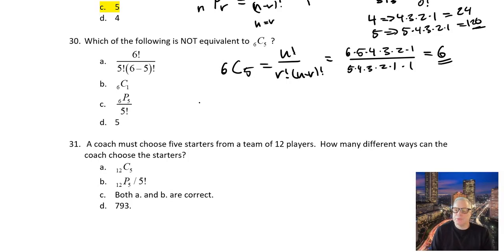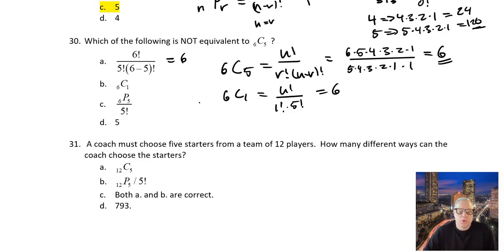Okay. So the answer is 6. So this is what we just did. 6 factorial. Okay, so this is 6. What about 6 choose 1? So 6 choose 1. Well, that is n factorial over 1 factorial times 5 factorial, which is the same. So that's also 6.